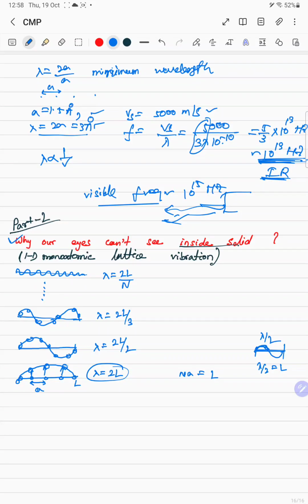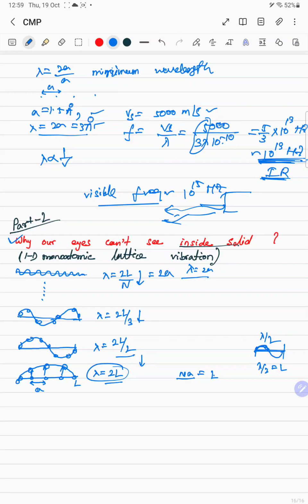If you look, when the modes are increasing, the lambda value is decreasing. It is highest at 2L, then 2L by 2, it decreases, it decreases more in this mode, and it is minimum in this case, lambda equals 2L by N. If I put L equals NA, it will simply equal 2A. Previously I already explained that lambda equals 2A is the minimum wavelength that can travel inside a solid. And this wave is already having the highest mode, there can't be any more modes above this. This has N modes, and corresponding lambda is 2L by N, or 2A.